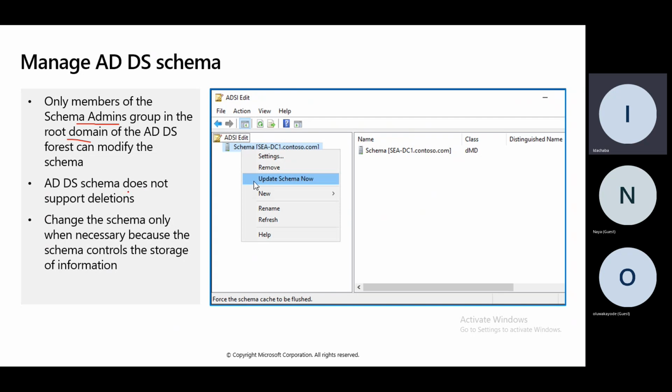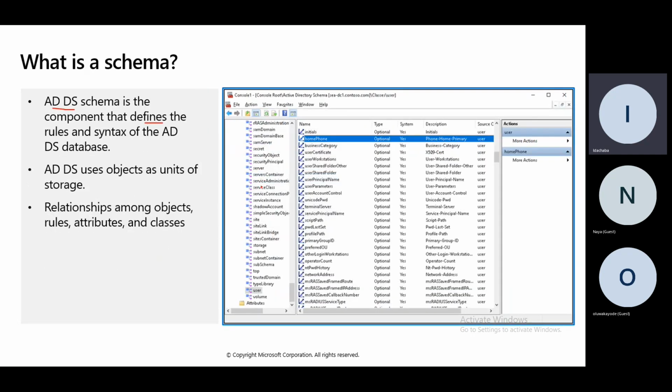So the ADDS schema does not support deletion. So see now, it means that once you create a schema, you can't delete it. Exactly. So you must know what you are doing. Change the schema only when necessary, because the schema controls the storage of information. Everything in your server, this thing controls. See, all these are schemas.